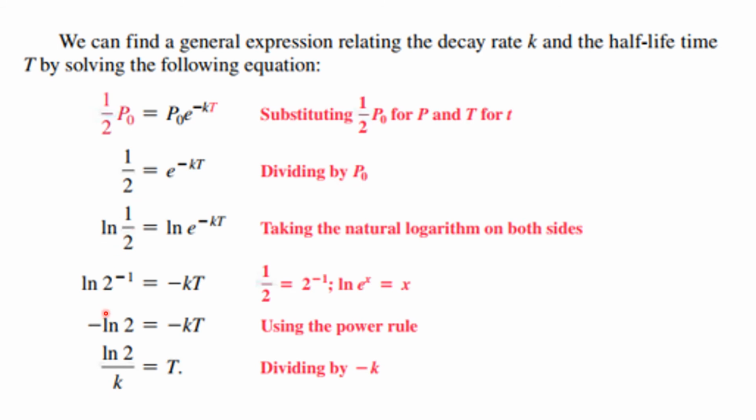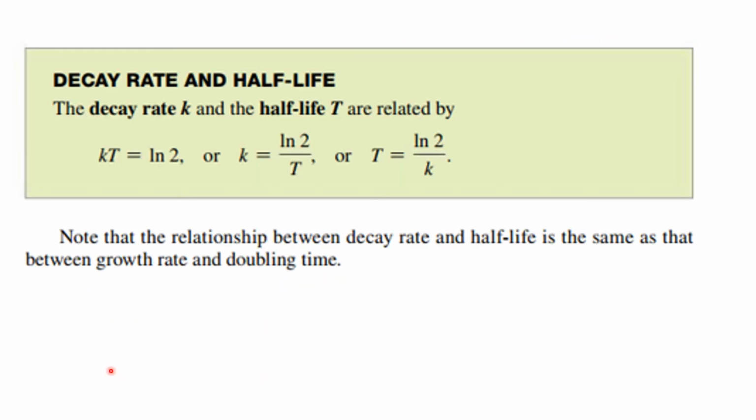Now the natural logarithm of 1/2 is the same thing as minus the natural logarithm of 2, but over here we get minus kt when we take the natural logarithm there. So t is equal to the natural logarithm of 2 divided by k. And this box formalizes what we found there. So there's a relationship between k and t, and any of these three equations can be done. And note that the relationship between decay rate and half-life is the same as the relationship between growth rate and doubling time. And as you think about that, that actually makes sense.